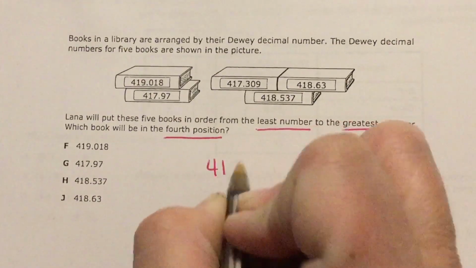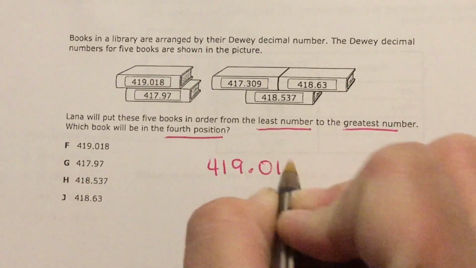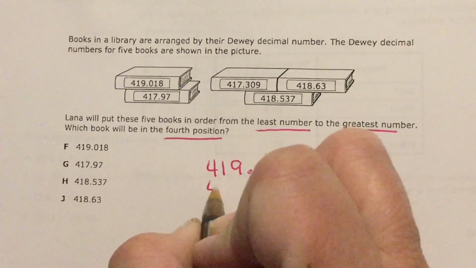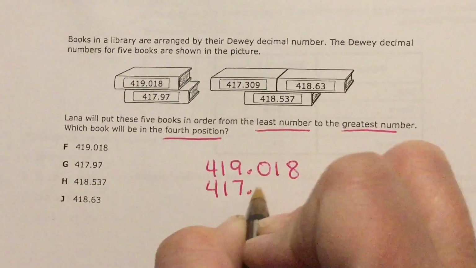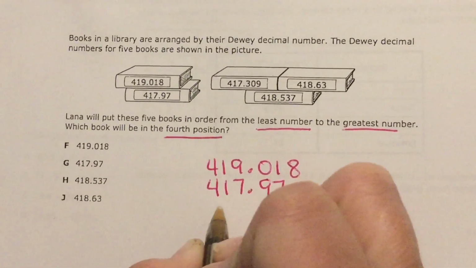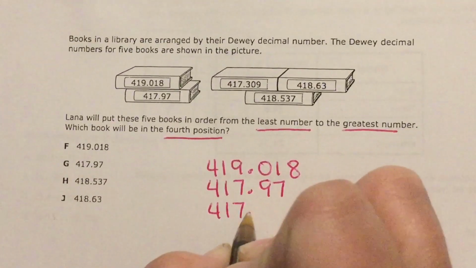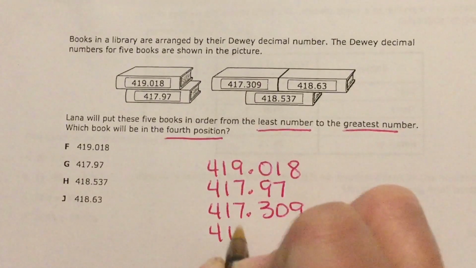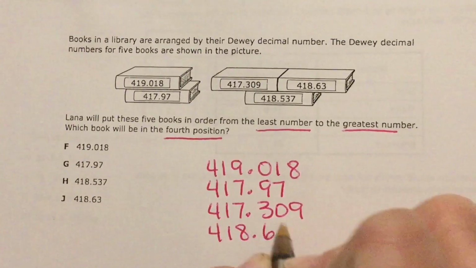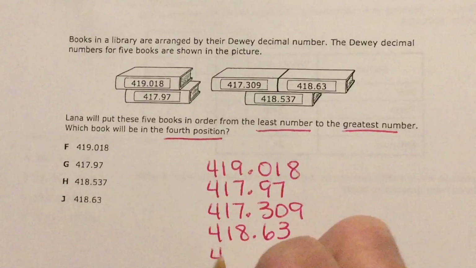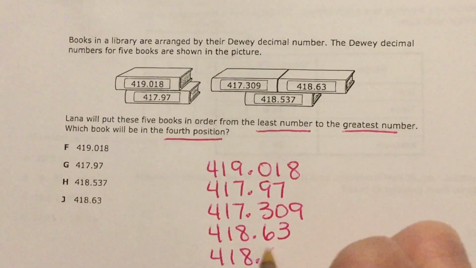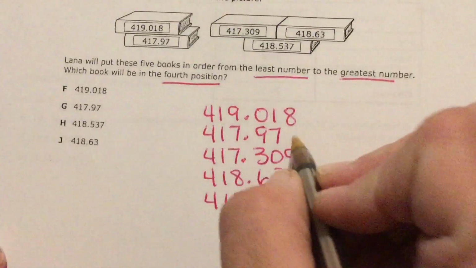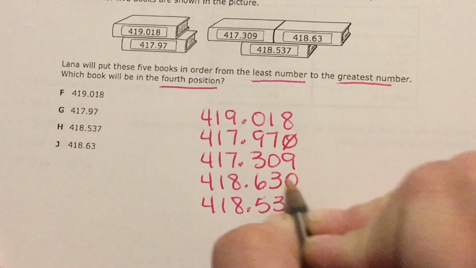So 419.018. And you should be doing this on your paper right now as I'm talking. 417.97. 417.309. 418.63. And then 418.537. Okay. All right. And then we're going to fill in the holes.